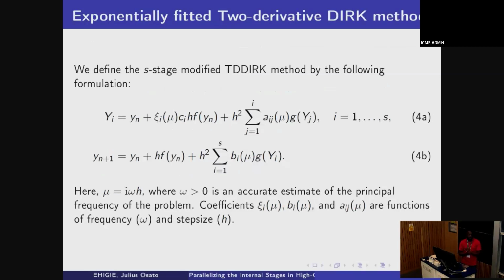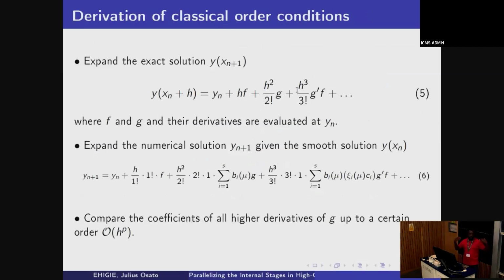So the method I'm going to be working on is the exponentially fitted two-derivative Runge-Kutta methods. It's a modified version of the actual two-derivative method, where we introduced some new parameters psi, and we expect that the coefficients of the RK method are functions of the frequency of the problem and the step size.